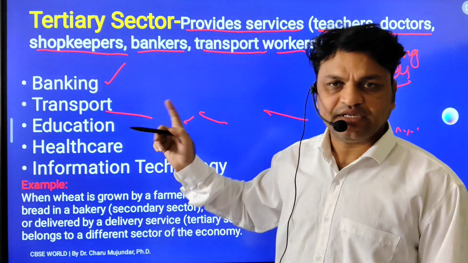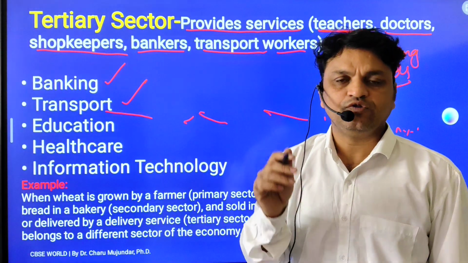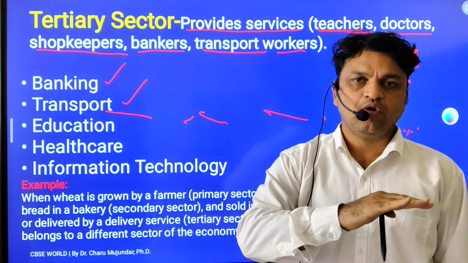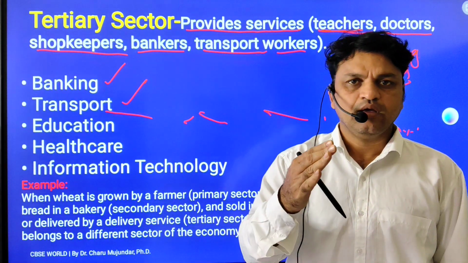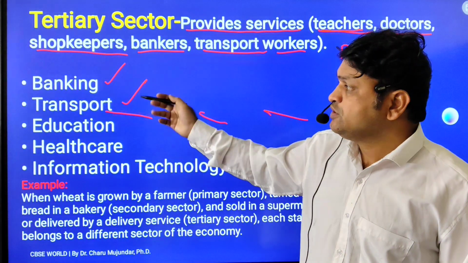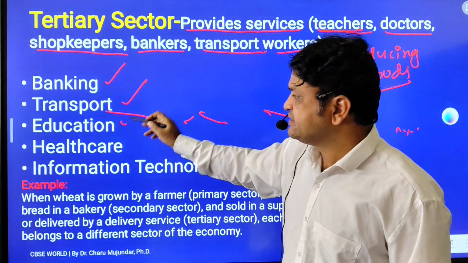So now what are the services? Banking, I told you, is one of the services. Then transport, one of the services. Suppose you want to go from Hyderabad to Delhi. How are you going? There are different ways. You can go by roadways, by railways, by airways, by flight also. So who is providing services to you? The transport sector.